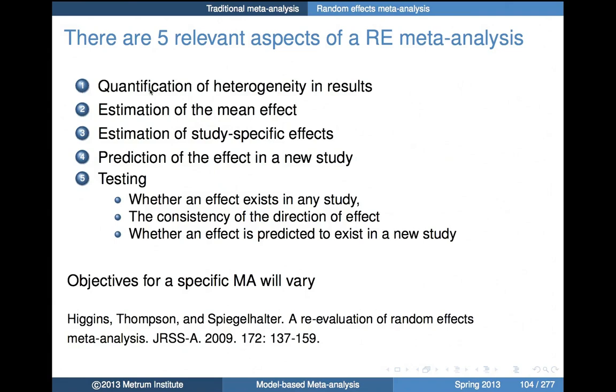And then the fifth element is testing. So whether or not we can test whether an effect exists in any particular study. We can assess whether there's consistency in the direction of the effect. And we can look at whether an effect is predicted to exist in a new study. So if we were going to perform a new study, what does the model give us in terms of a probability that we'll see, or a distribution for, the effect in that new study. And depending on your particular meta-analysis approach, all of these aspects may be relevant to your modeling exercise, or only some subset of those.